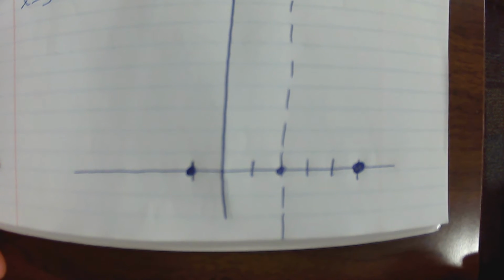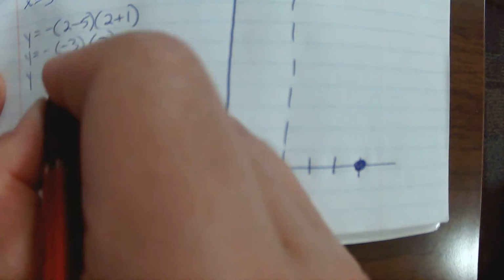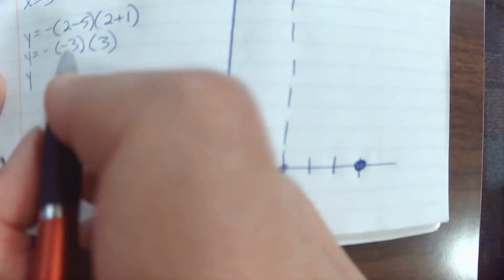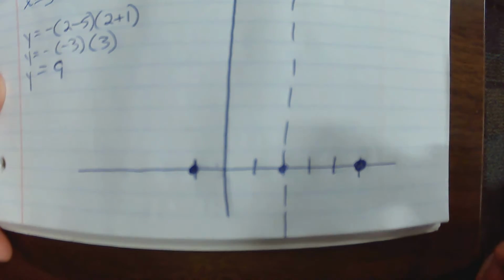So what we're going to do is take that 2 and plug it back into our original equation. On the x, yep. Two minus 5 is -3. 2 plus 1 is +3. Negative times -3 is +3. 3 times 3 is 9.